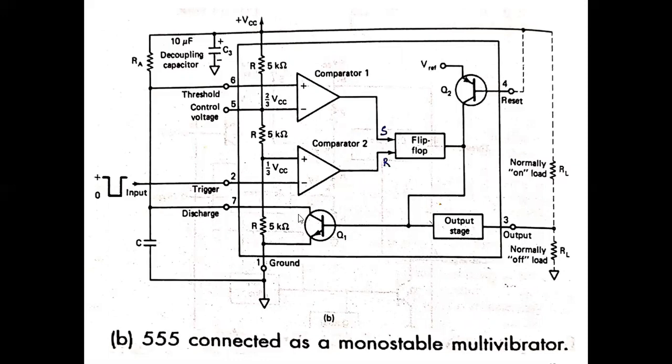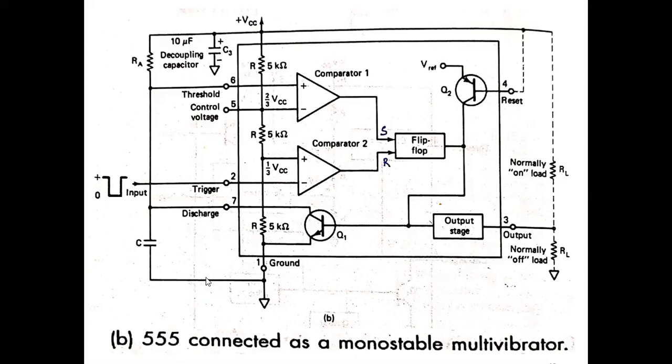At that time, this transistor Q1 is on, and the capacitor C that we have connected is shorted out to the ground through the transistor. So when the output is low, in the stable state, the transistor Q1 is on and capacitor C is shorted out to the ground. This is the first condition.